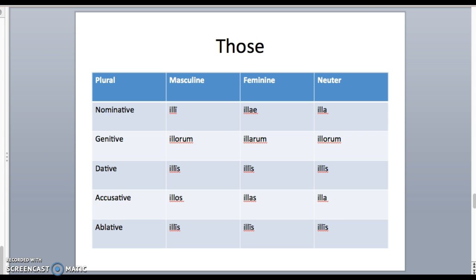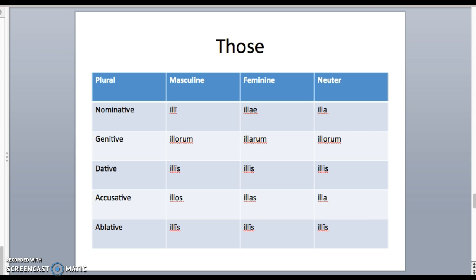Not too much new stuff going on here. The real trick that you want to be really purposeful about is remembering that ille is that or those in the plural, and hic is this or these. I cannot tell you how many Latin students get them mixed up.